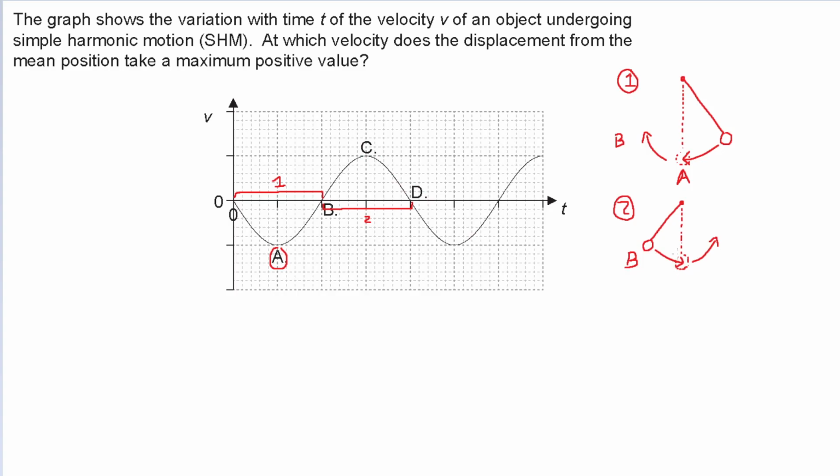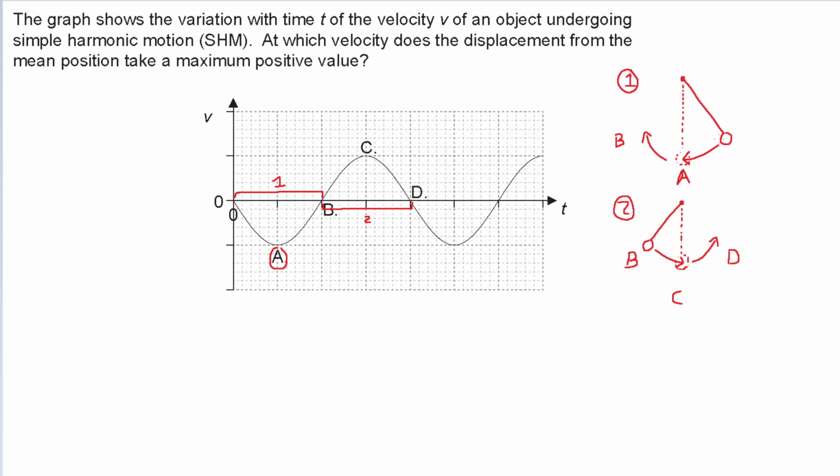So using the same principles from 1, I know that C is going to be this mean position. There's no acceleration, which is how I know that. And then this extreme point in diagram 2 is going to be D.